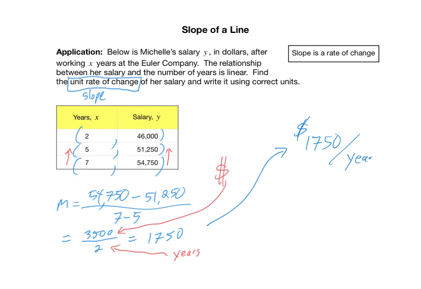And we can often write the per with just a slash, P-E-R. So what this is saying, because it's positive, is she gets a raise of $1,750 per year. So the slope is not simply just some number 1,750. It means her salary goes up by $1,750 per year.